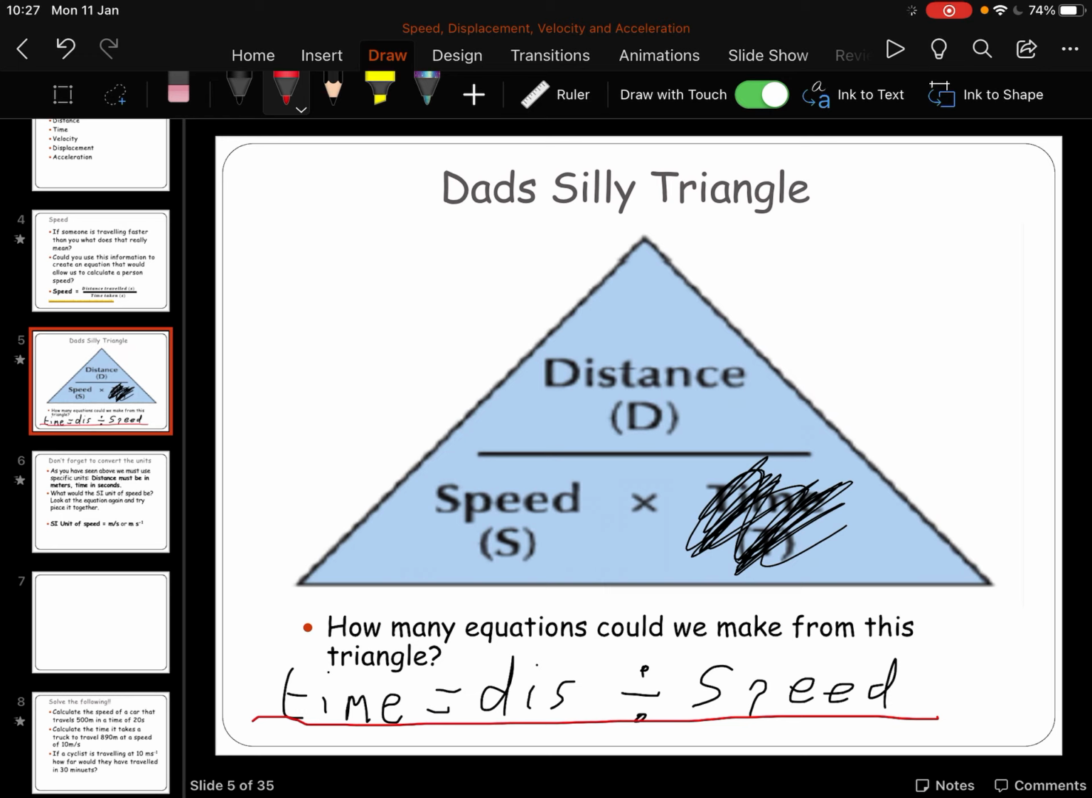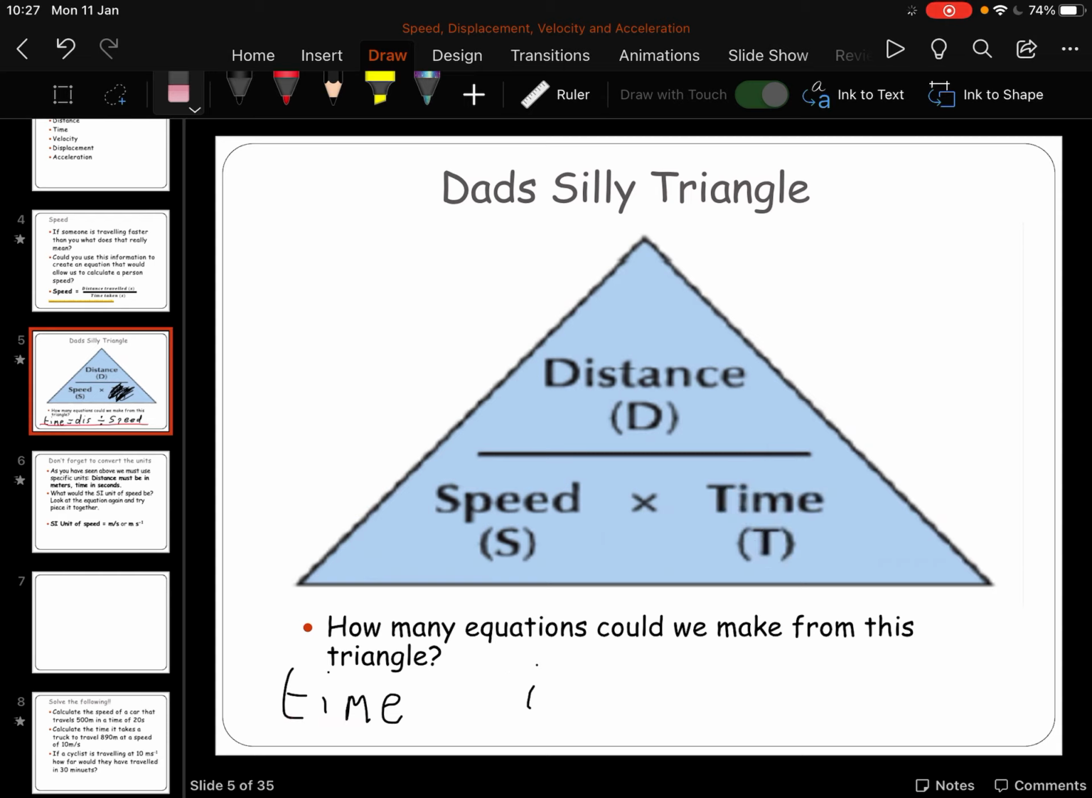And that's it. You have your triangle. You cover what you know, and then you fill it in. So there are 3 equations. You should take them down. You can rewind the video back. What are the 3 equations? Now, don't worry too much about trying to learn them off. It'll come to you in time with practice. But also, it's more important to remember the DST triangle, Dad's Silly Triangle. If you remember that, you'll figure the equations out every single time.